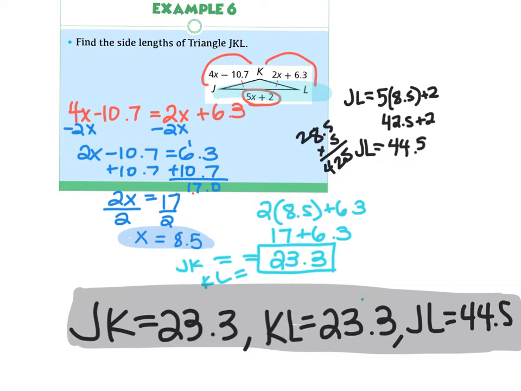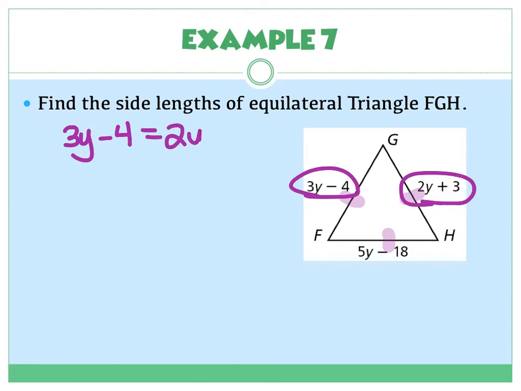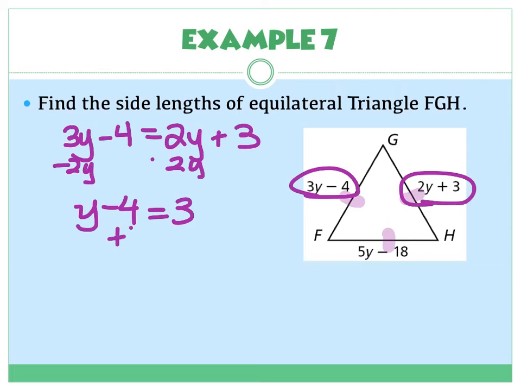Questions on that one? All right, so because it's equilateral, all three sides are the same. You could pick any pair of sides in order to show that they're congruent to solve for y. So let's just say I picked GF and GH. So 3y minus 4 would equal 2y plus 3. Subtract the 2y. Y minus 4 would equal 3. Add the 4. And y equals 7.